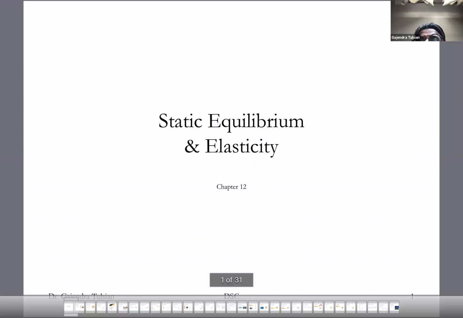Okay, so the title of this chapter, as you can see, is Static Equilibrium and Elasticity. These are two different topics, and they seem unrelated, but in a lot of structures that we build, they both come into play. So that's why they're lumped together.